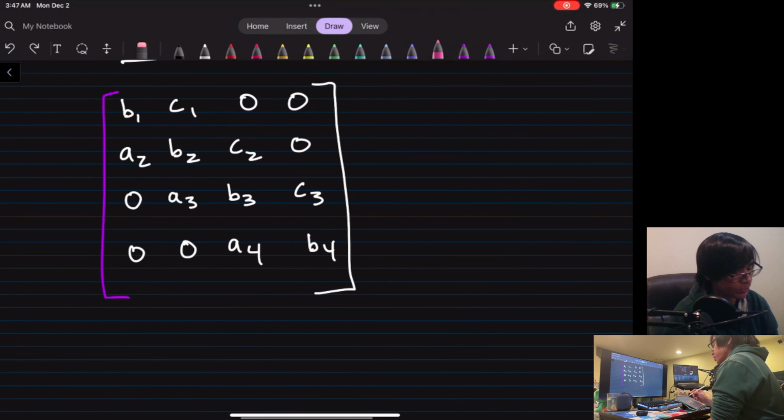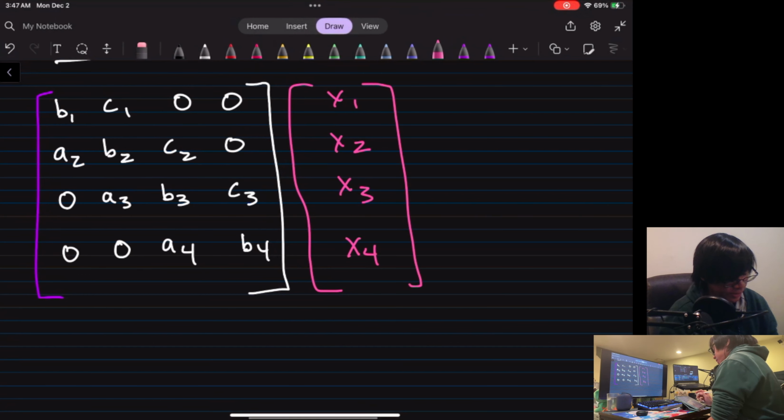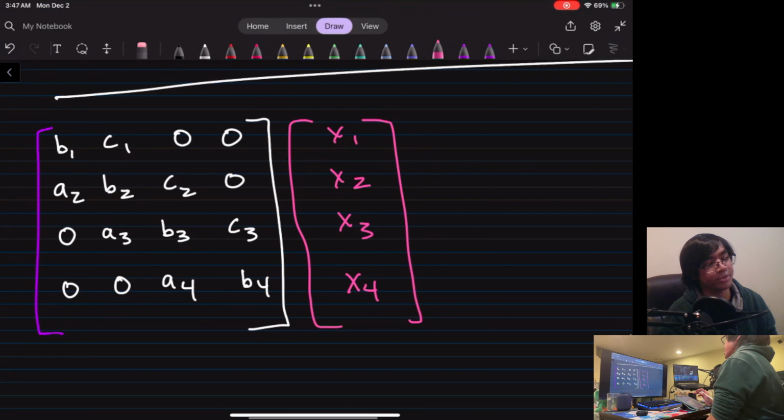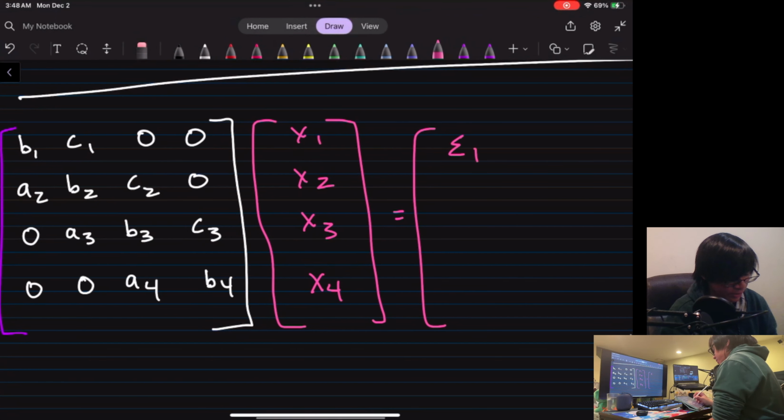So that would be matrix multiplied by a column vector, x1, x2, x3, x4. And of course, NumPy indexing starts at 0. So these would be indexed as 1, 2, 3, 4, or 0, 1, 2, 3, sorry. And then all of that is equal to our equations. We have E1, epsilon, so all the way to 4.